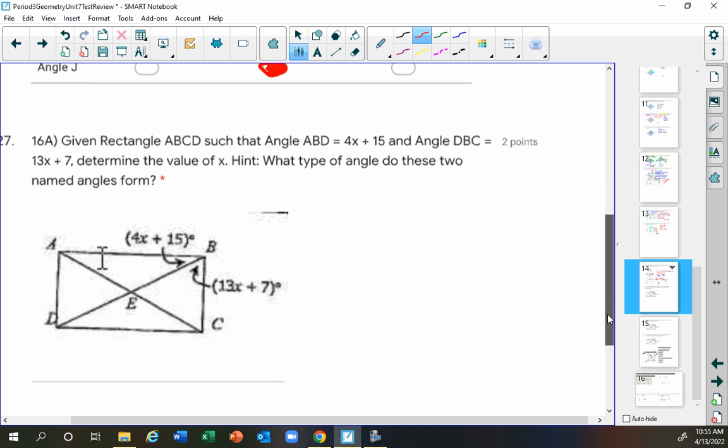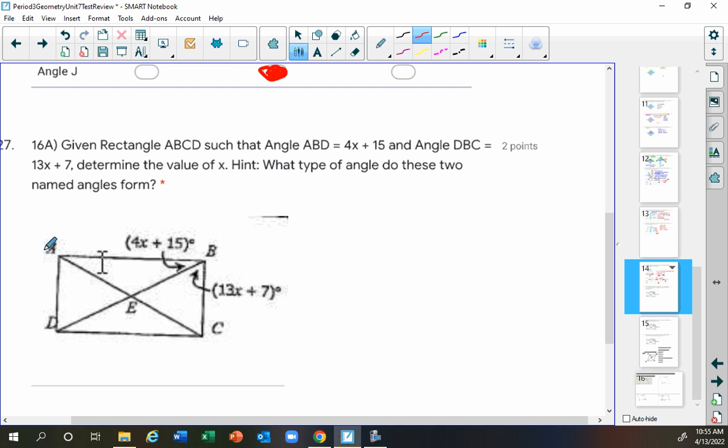Okay, for this type of problem, here's our rectangle ABCD. ABD, oops. All right, ABD is this angle right here. That's ABD. DBC is that angle right there.